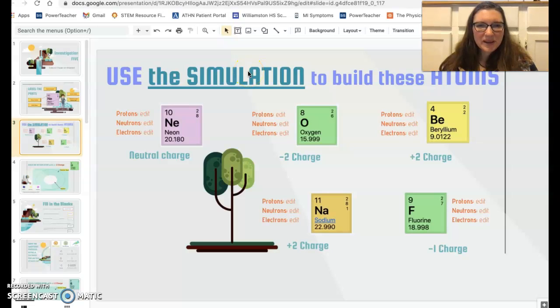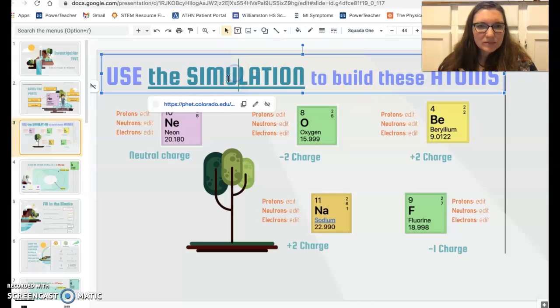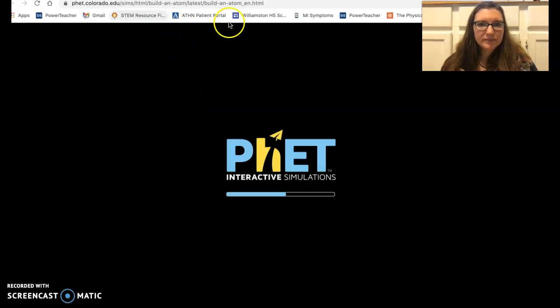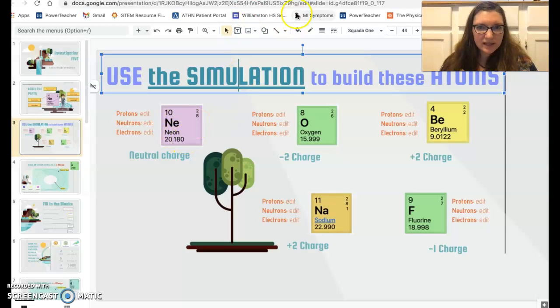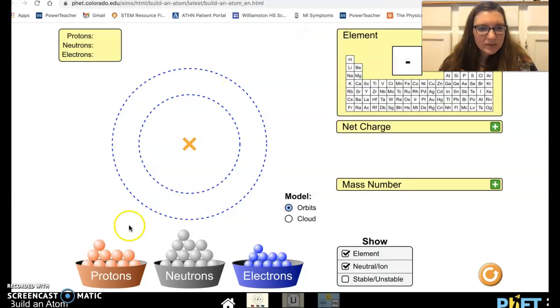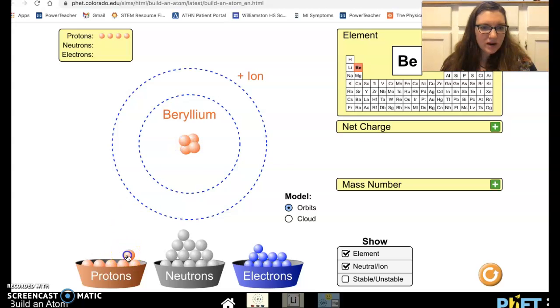Okay, so with this one, you can use the simulation to build these so you can actually see what's going on here. I will do that with the first one, and then I'll just kind of tell you how I know how to do that without the simulation too. So I'm going to click this link to the simulation. I'm going to click on this one. Okay, now the first one I need to make is neon, the same one we were looking at a second ago. So I happen to know that there's 10 protons. 1, 2, 3, 4, 5, 6, 7, 8, 9, 10.